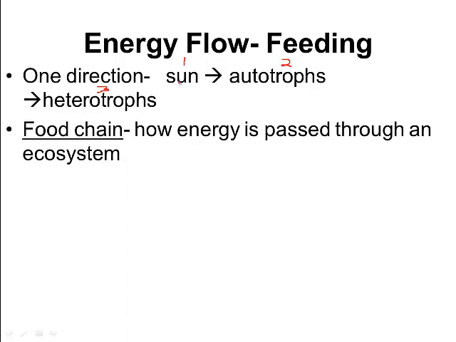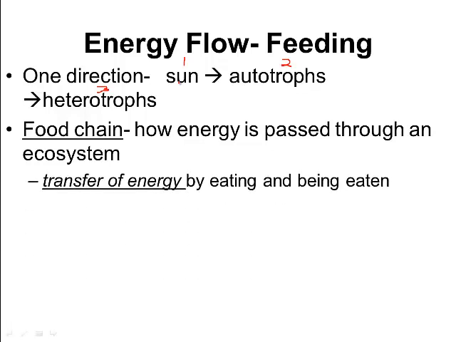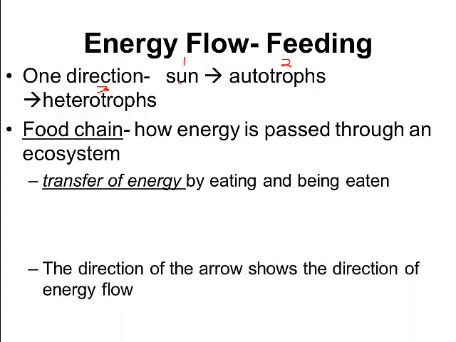So we can look at this energy flow in a food chain. A food chain shows how energy is passed through an ecosystem, and this is going to show the transfer of energy by eating and being eaten. This shows one possible feeding relationship that could exist in an entire ecosystem. There are lots and lots of different possible feeding relationships, but a food chain is going to show you one possible relationship by showing how energy is being transferred.